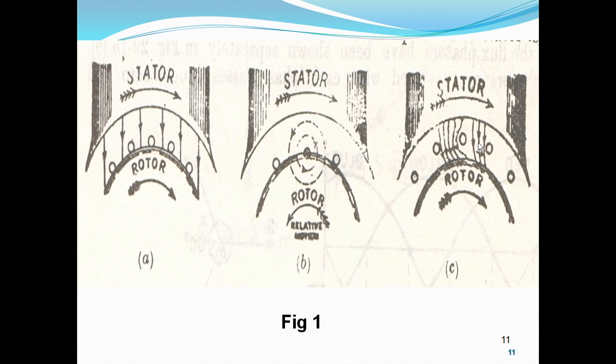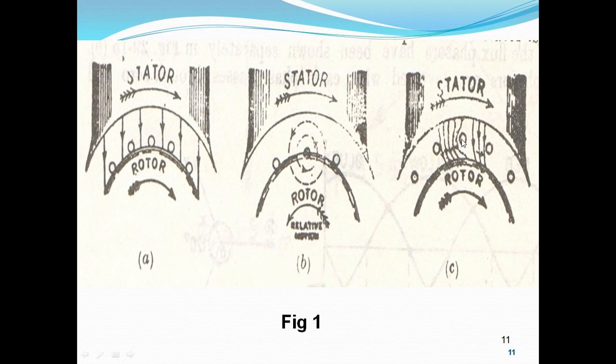This is a very important concept. This is mainly how it is working. I will explain once again. Figure A shows the stator flux alone, which is moving from up to down. Figure B shows the rotor flux, which is in the anti-clockwise direction around the conductor. And figure C shows both fluxes, stator flux and rotor flux, around the conductor.